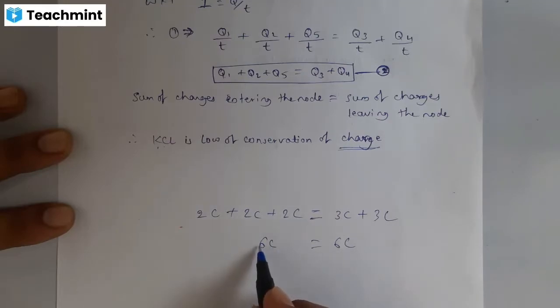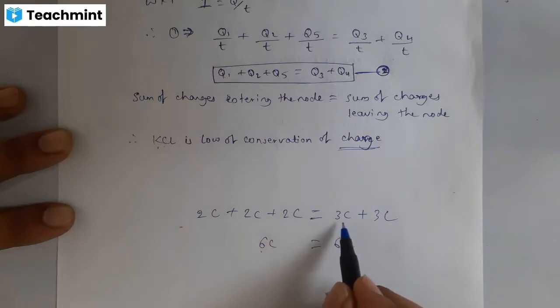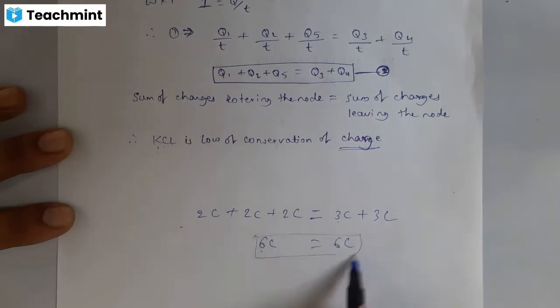So whatever charges are coming in, 2 plus 2 plus 2, they are divided in such a way that again it equals 6 coulomb only, that is 3 plus 3. Likewise they will divide. From this you can say that charge is conserved here.